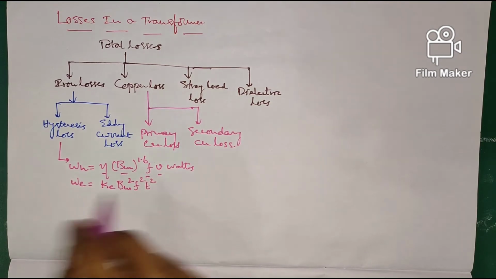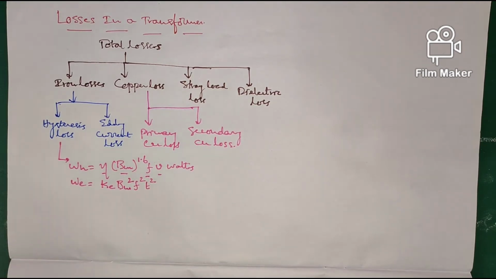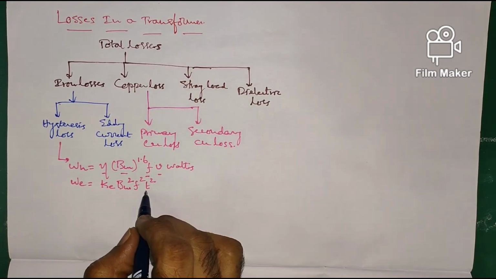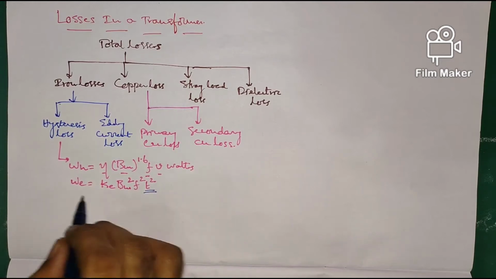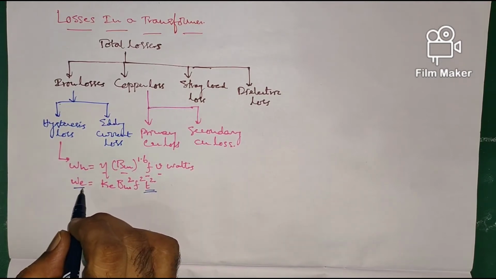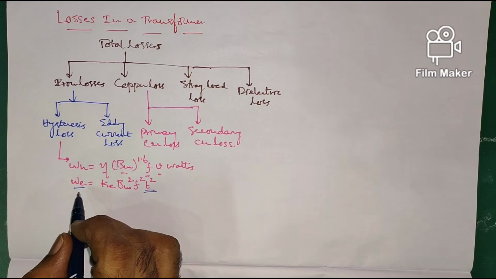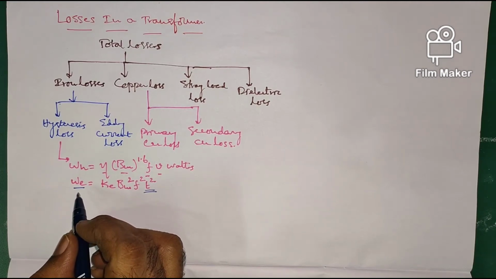From this equation, it is very clear that the eddy current loss is proportional to the thickness of the lamination. Hence, if we reduce the thickness here, obviously we can reduce the eddy current loss. Hence, the transformer core is made up of a number of thin laminations which are bolted together.